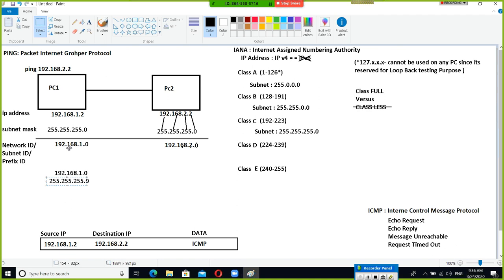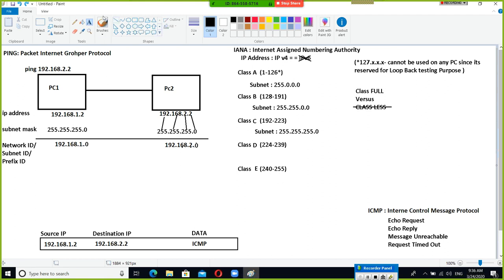Okay? Now, of course, you may have some small doubts, maybe something else is there. Your doubt will be cleared once you learn the classful IP concept. Okay, so now let's proceed.